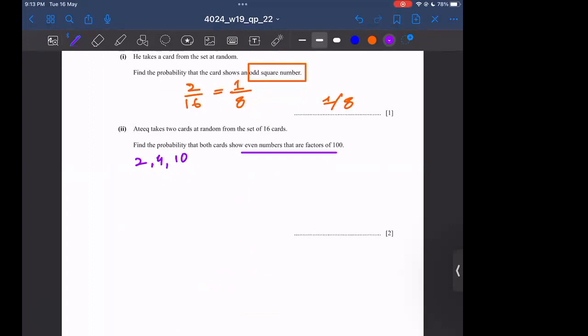So the first card I'm going to take will have the probability 3 by 16, and the second card I'm going to take is going to have the probability of 2 by 15 here. So what I'm going to do, I'm going to just simplify these values. 6 divided by 16 into 15, I got 1 by 40. 1 by 40 is your answer. Don't just directly write 1 by 40. Show the working, 3 by 16 into 2 by 15 here.